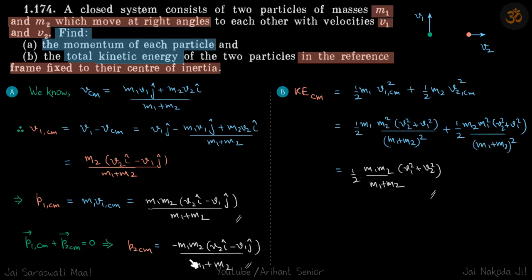or you can see from here, if you just divide this by m2, that will be the velocity of 2 with respect to 1, and we will need the magnitude of that velocity. Because v2 and v1 are perpendicular, the magnitude of v1 CM whole square is simply m2 square by (m1 plus m2) whole square into (v2 square plus v1 square). So that's what we have done, and just simplifying you will get your answer.